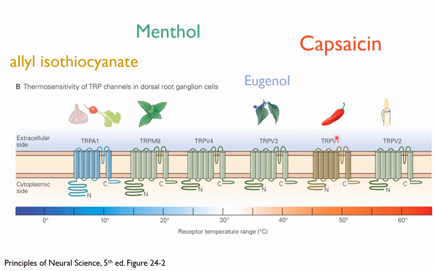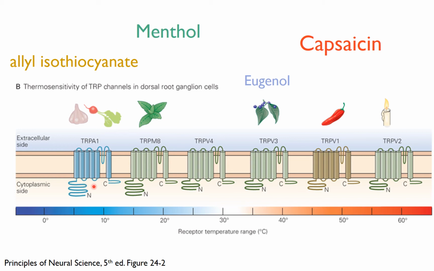Now, let's start with TRPV1. TRPV1 is very famous for being activated by the compound found in chili peppers, the pungent chemical capsaicin, which is responsible for the heat that you are familiar with whenever you eat a chili pepper type of vegetable.